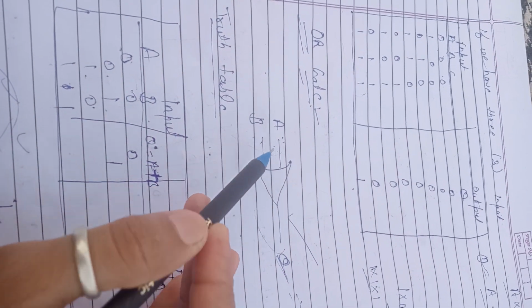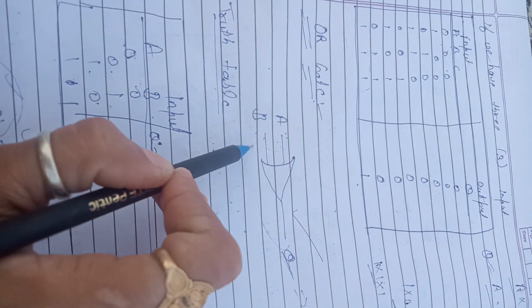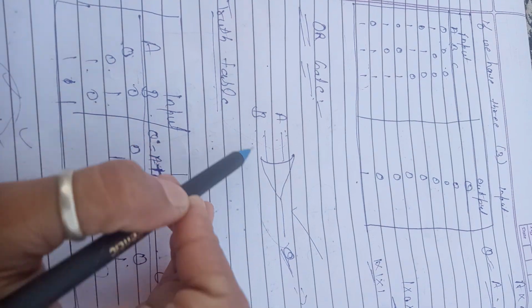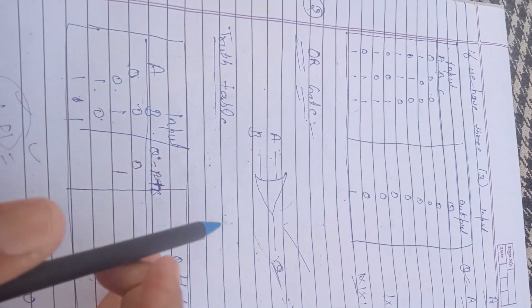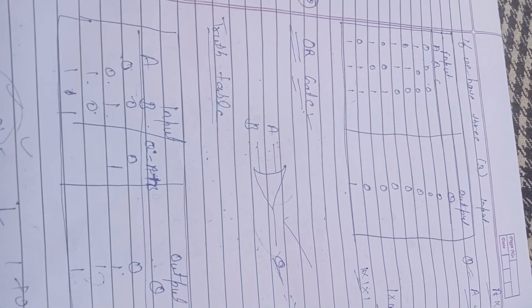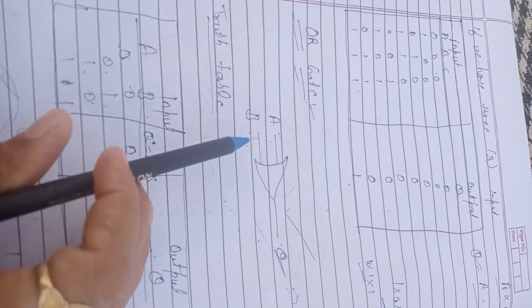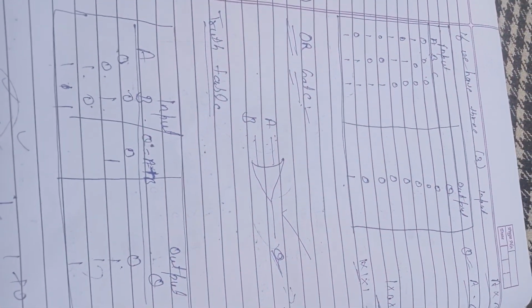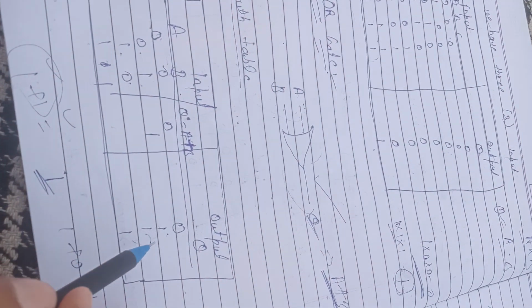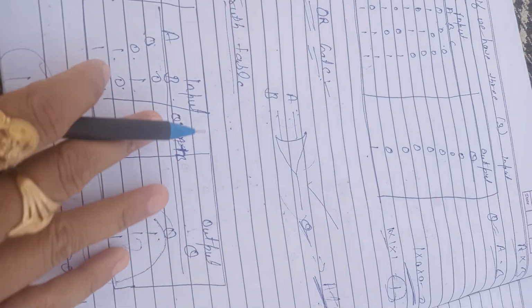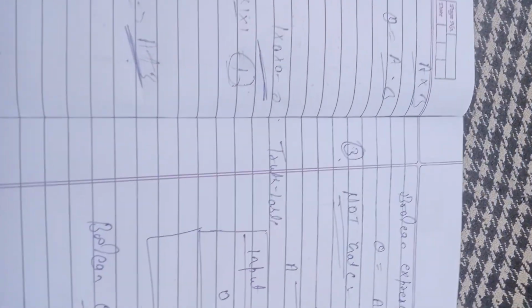When any one input is 1 and the other input is 0, then in this case it gives the output 1. So we can say that the OR gate is different from the AND gate, and the OR gate gives the Boolean expression A plus B. It means A plus B.